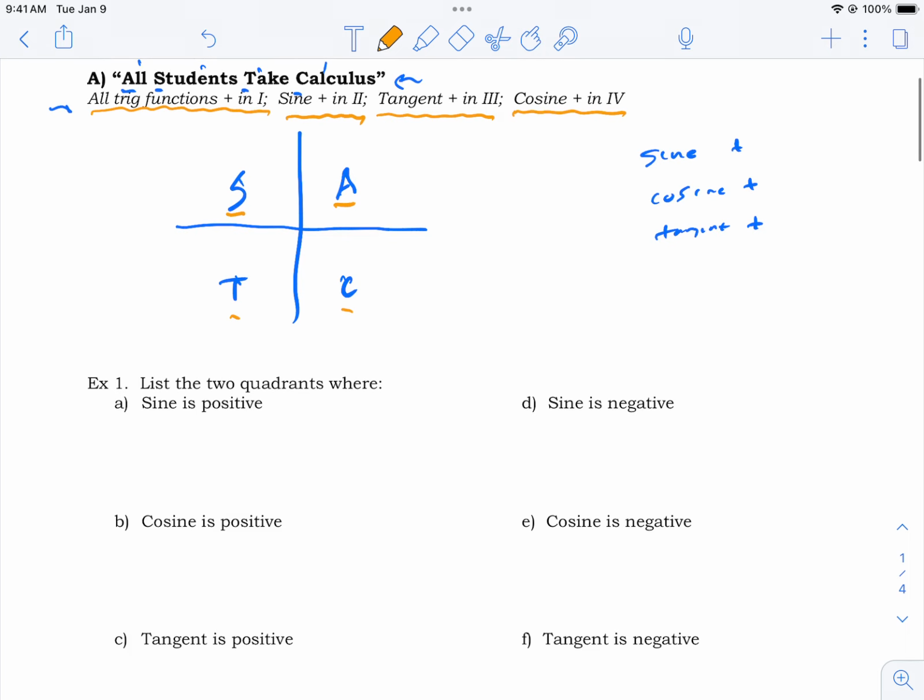Okay, so down here, example 1. List the two quadrants where sine is positive. Well, it's going to be positive in the all or the sine, right? In other words, in quadrants 1 and 2. Sine is positive in quadrants 1 and 2. B, cosine is positive. Well, all students take calculus. So you need the all in the calculus, which means you need either quadrant 1 or 4. So I'm just going through the ASTC, all students take calculus.